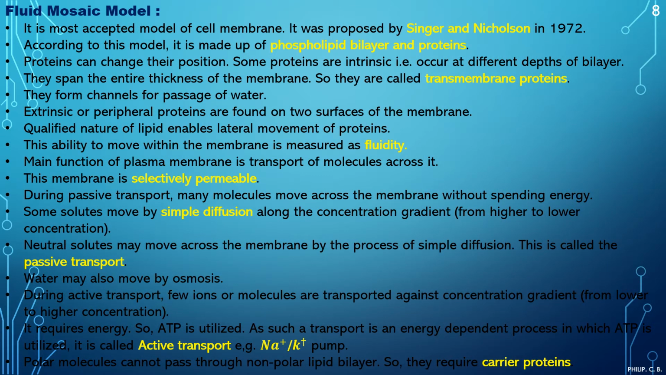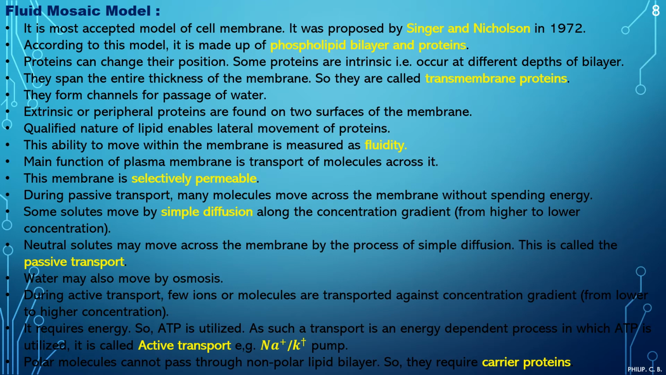Moving further, to learn this, we come across the fluid mosaic model. It is the most accepted model of the cell membrane. It was proposed by Singer and Nicholson in the year 1972. According to this model, it is made up of a phospholipid bilayer and proteins. So this structure which you saw in the previous slide is what is put into the fluid mosaic model, where it is made up of a phospholipid bilayer and proteins as well.